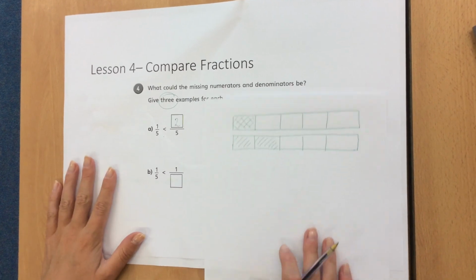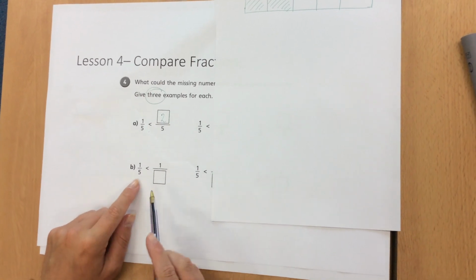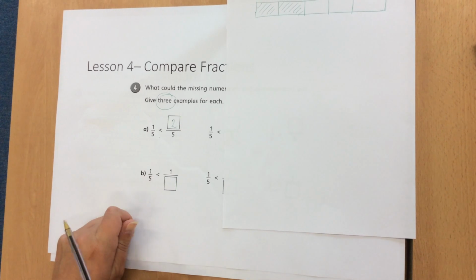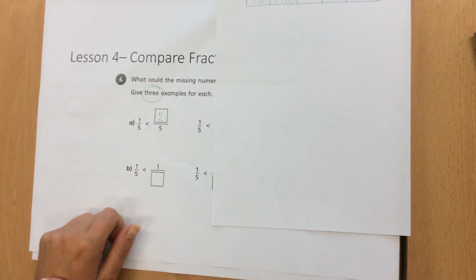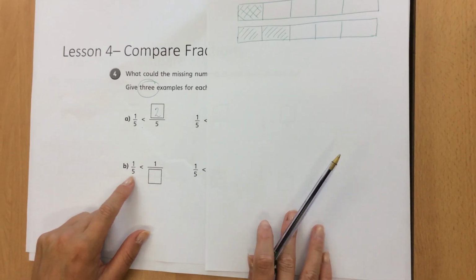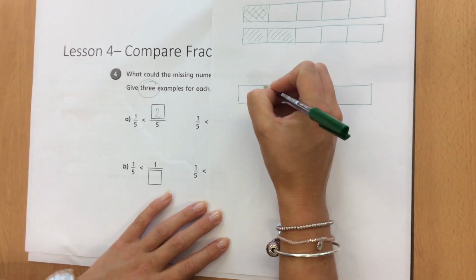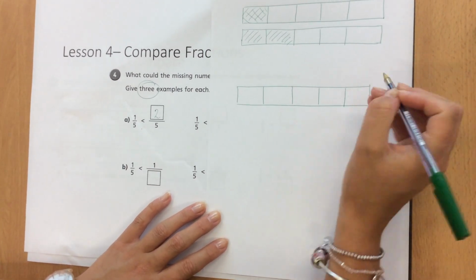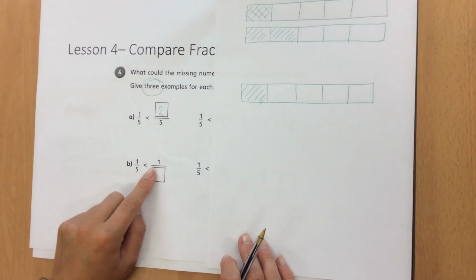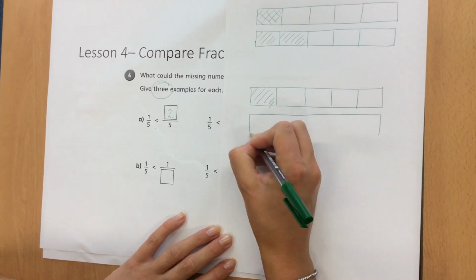I'm just going to show you B very quickly because there's a slight twist in here. Now we've still got fifths, we've still got our greater than sign facing towards something over here, but this time we haven't been told how many parts to split our bar into. So I'm going to always start off with what I know, 1/5. That's a really useful bit of information. So 5 equal parts, 2, 3, 4, 5, and I'm going to shade one of them in because it's 1/5. But I need to look at what this part is going to be.